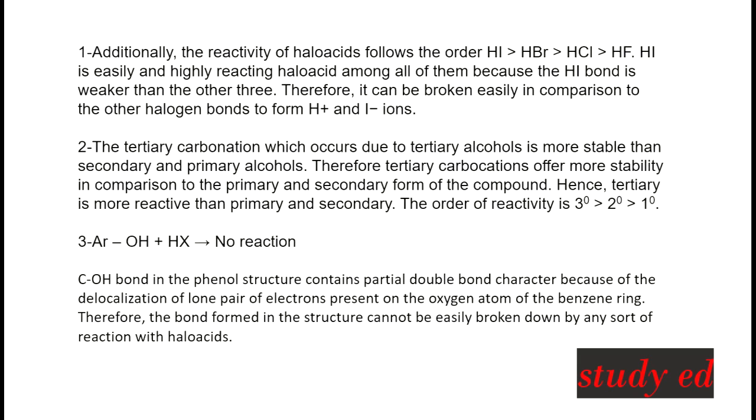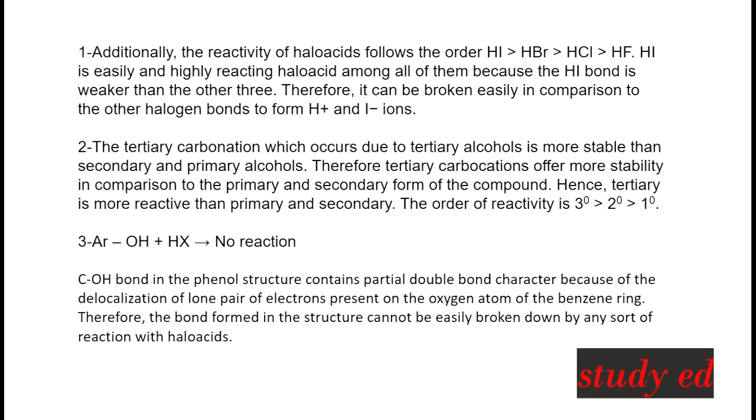Next, another important thing to note is the reactivity of the halogen acids in this reaction: HI has greater reactivity than HBr, than HCl, followed by HF. Why? Because the H-I bond is very weak, so it can easily give H plus and I minus, whereas HF has a very strong bond and it cannot be broken easily. So that's why HI is more reactive than HBr, than HCl, followed by HF.